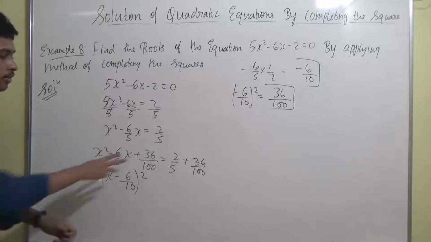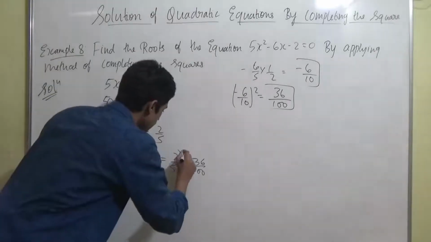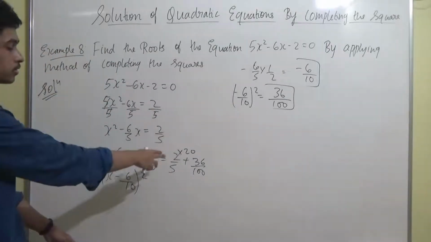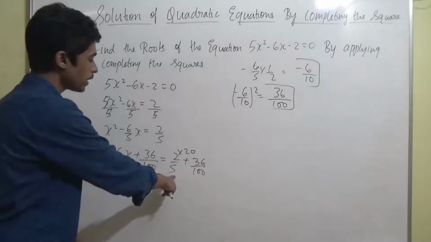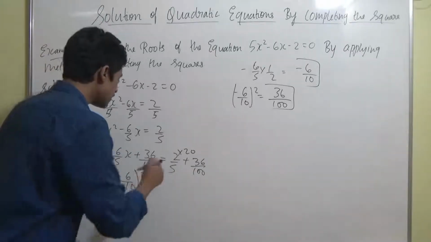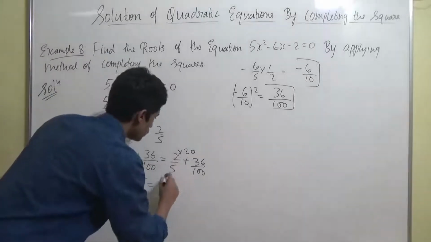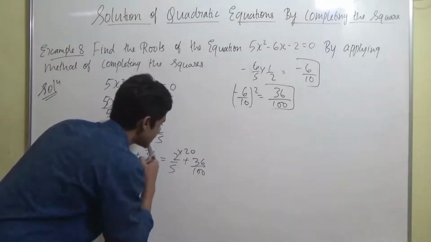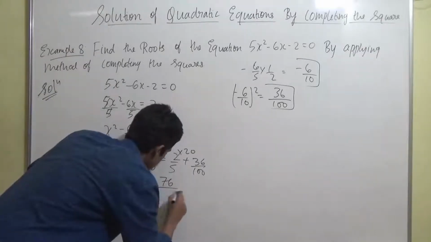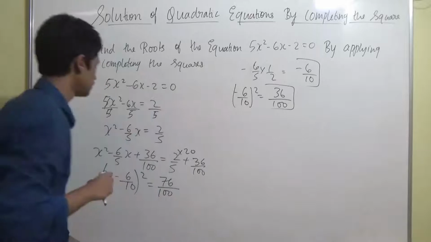And this will become, you have to take the LCM here. So LCM, if you take, it will be into 20, so that you will get 100. 5 into 20 is 100, right? You have to get 100 denominator. So now numerator will become equal to 2 into 20 is 40. 40 plus 36 is, what is it? 76. 76 by 100. Done, guys.